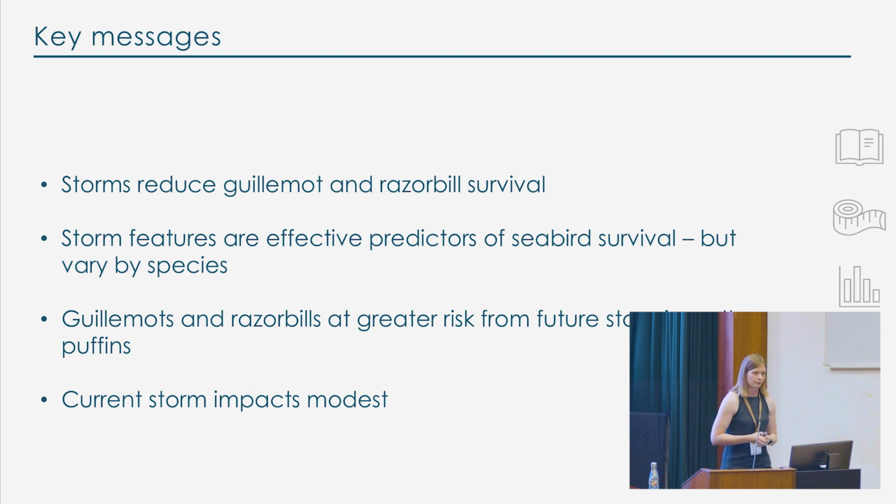So I'll just finish up to reiterate some key messages. Storms reduce guillemot and razorbill survival, while puffin survival doesn't seem to be impacted by storminess very much. You can use specific storm characteristics as predictors of seabird survival, but these vary among species. Guillemots and razorbills might be at greater risk from future storminess that's expected in the North Atlantic than puffins, but at the moment, current storm impacts seem to be quite modest on these three species.